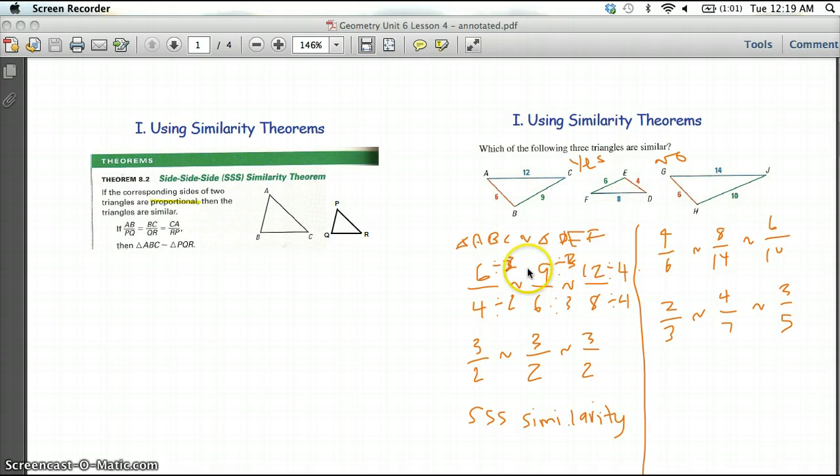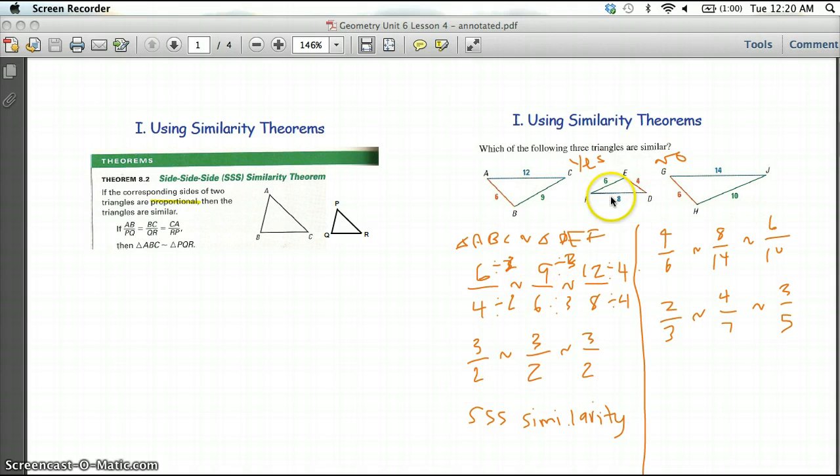Okay, so let's go ahead and reduce it. We can reduce 6 and 4 by 2, which gives us 3 over 2, 9 and 6 by 3, which gives us 3 over 2, and then 12 and 8 by 4, which also gives us 3 over 2. So we can now say that triangle ABC and triangle DEF are similar because of the side-side-side similarity theorem, because their ratios are all the same.